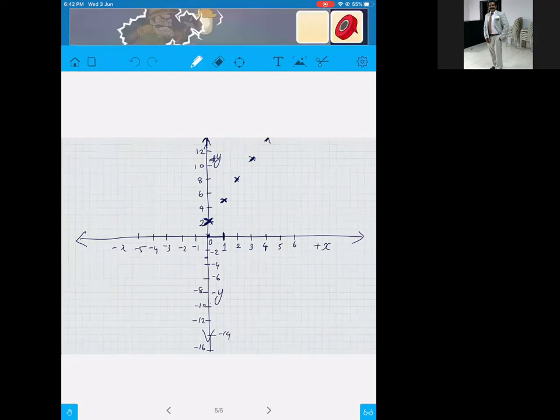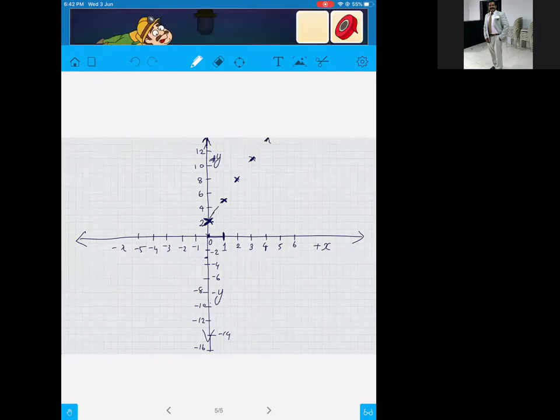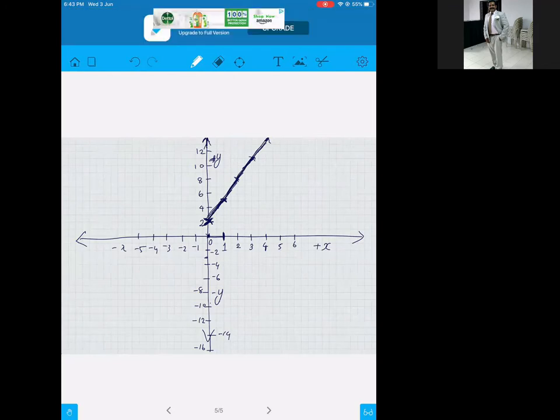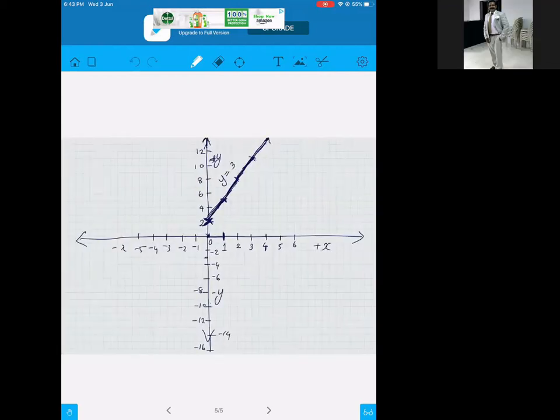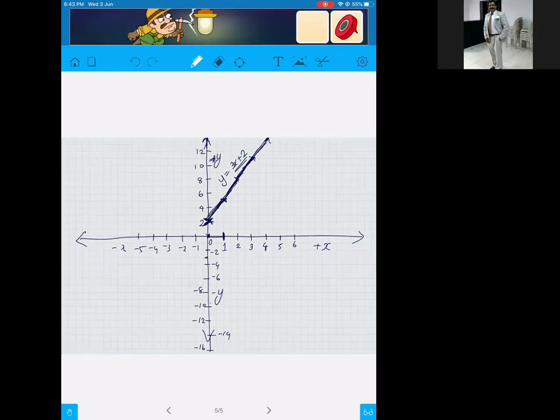Then join these points. It's going up to 17, but the space limitations allow me to restrict up to 4. So this is the graph for the equation y is equal to 3x plus 2. Does it make sense? Yes, sir.